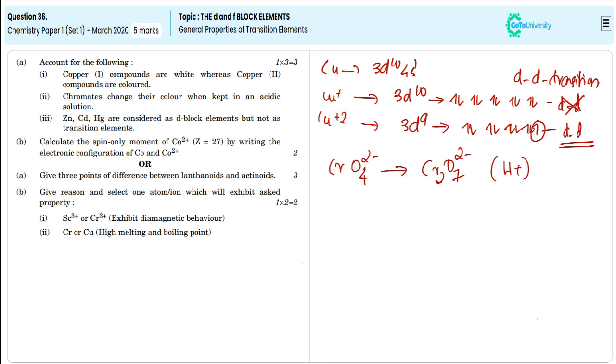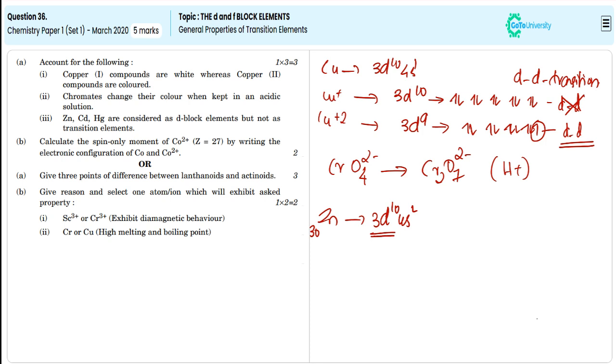Next one, zinc, cadmium and mercury are considered as d block elements but not as transition elements. According to the definition, the elements which have partly filled d orbitals in the atomic state, means ground state, or ionic state, are considered as transition elements. Suppose the first example, I am moving to zinc. It has electronic configuration 3d10 4s2. Here you can see the d subshell is completely filled, means there is no unpaired electron. So the d orbital is completely filled, not partly filled.